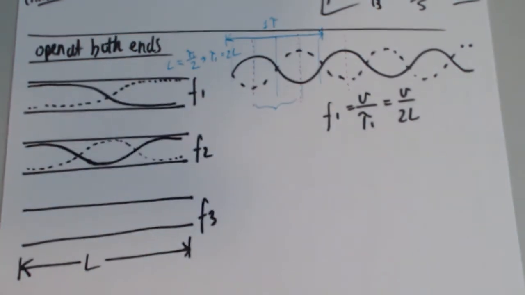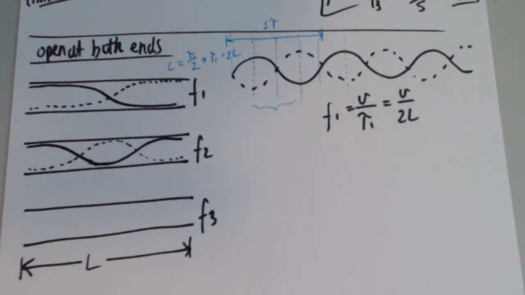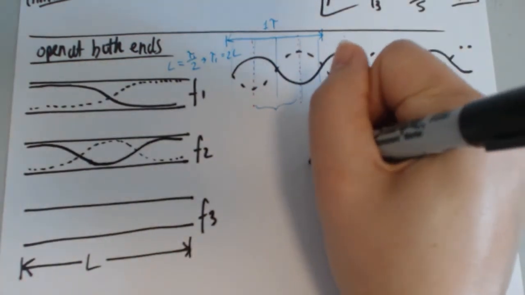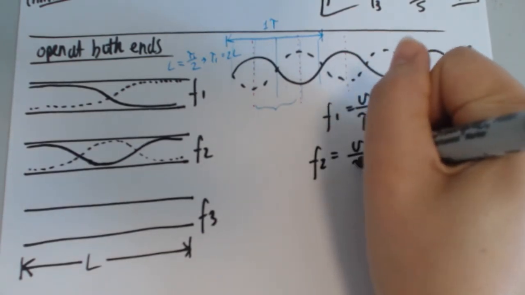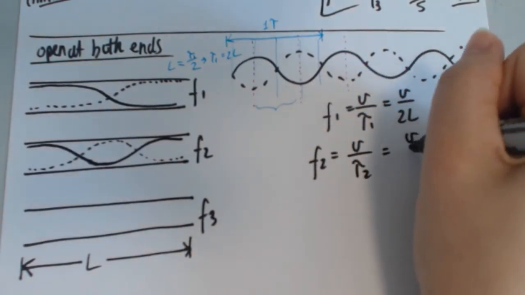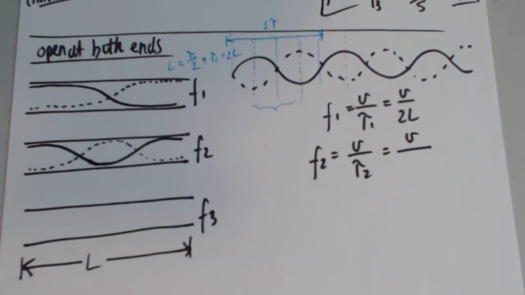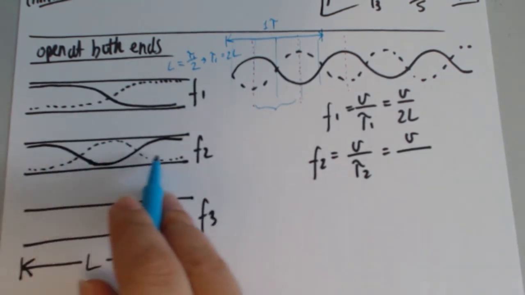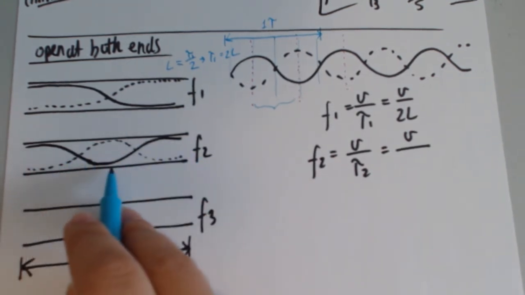So it looks something like this. Okay, again, 2 antinodes at the ends. So F2 is equal to V over lambda 2. So V over, and I need an expression for lambda 2. So if this whole thing is L, how much of a wavelength do I have?